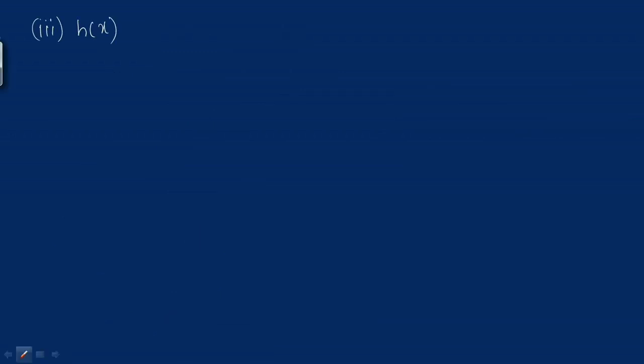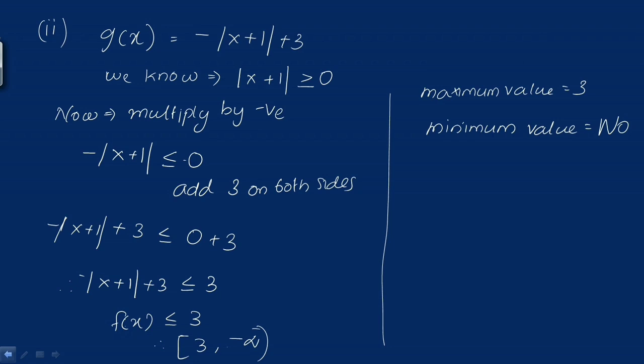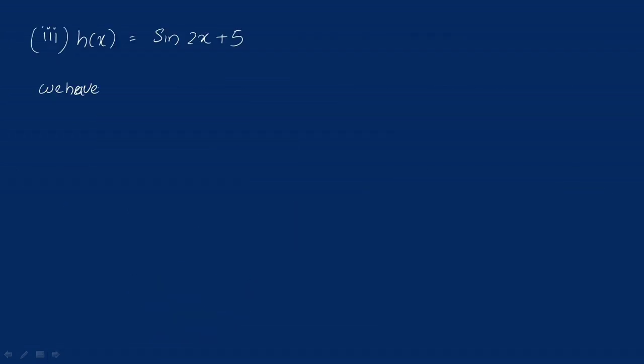Now next question, that is third question, that is h of x is equal to sine of 2x plus 5. So we will be having sine 2x plus 5. So what is the range of sine x? That is from minus 1 less than or equal to sine x less than or equal to 1. Here we have sine 2x, that is also from minus 1 less than or equal to sine 2x less than or equal to 1.